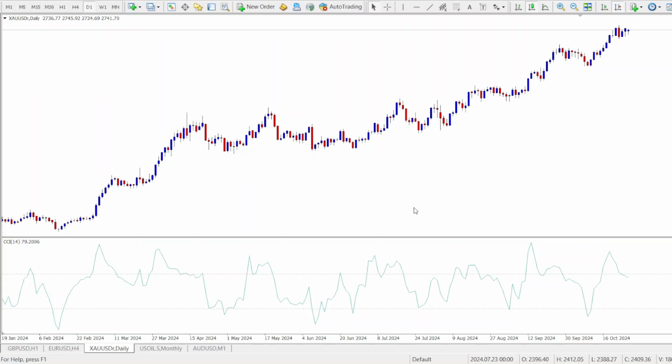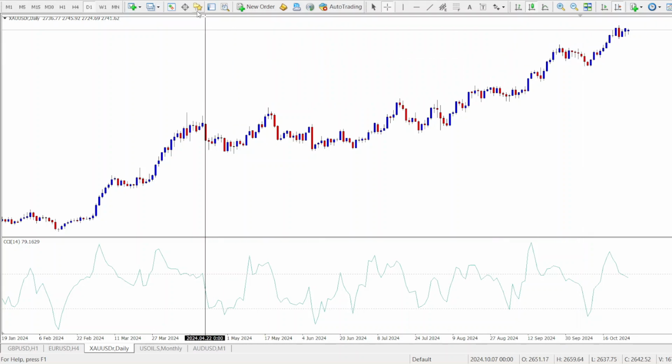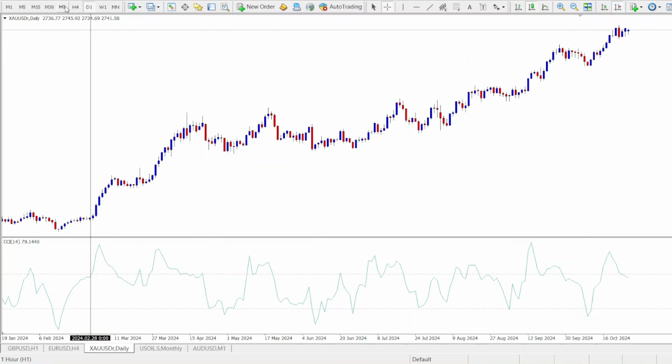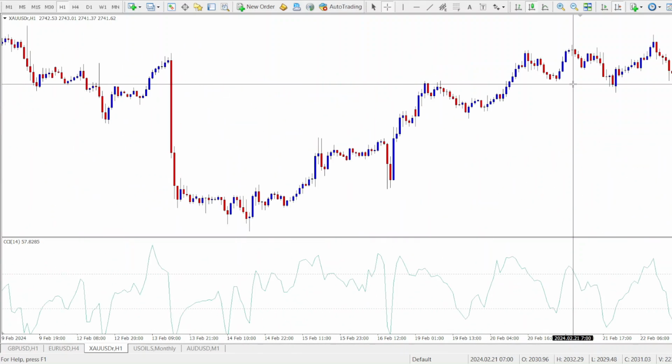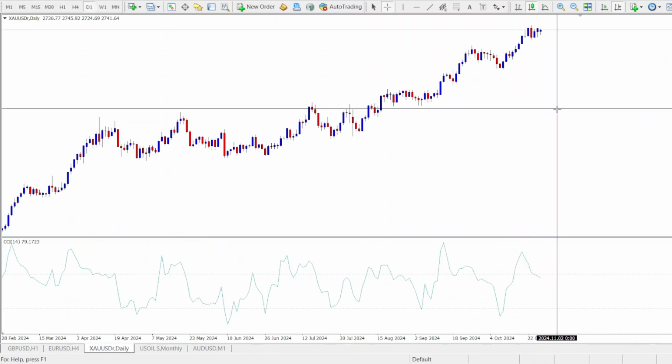Now, this means that the CCI will look back at the last 14 periods. Now, we are in the daily time frame, so it means that the CCI will look at the last 14 days, because it is the daily time frame. Okay, if we are on the 1 hour time frame, it means it's going to be the last 14 hours. Okay, so let's go back to the daily time frame.